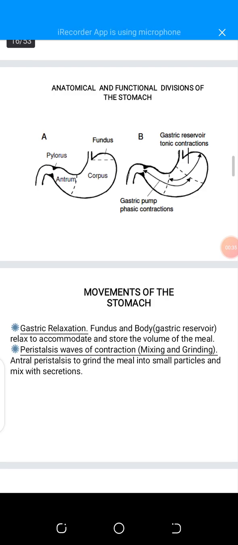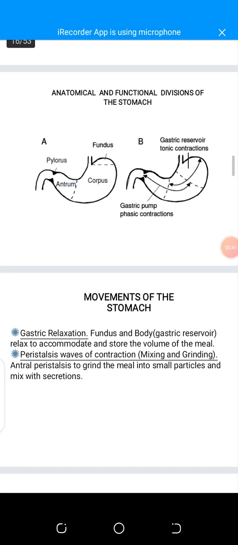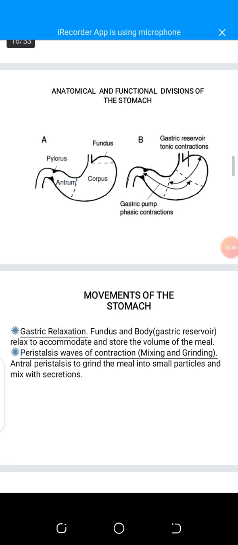However, when discussing physiology of the stomach, it is helpful to think of the stomach as being subdivided into two functional regions. They are the gastric reservoir and the gastric pump. The gastric reservoir, as you can see on diagram B, extends from the fundus to the corpus, that's the body of the stomach, while the gastric pump comprises the antrum and the pylorus.